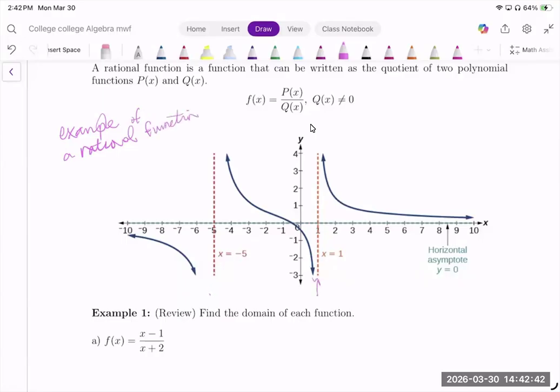Okay, these right here, we'll talk about later, are vertical asymptotes.